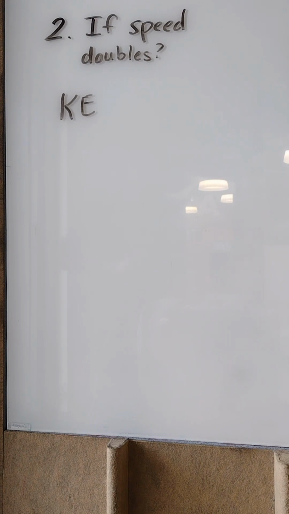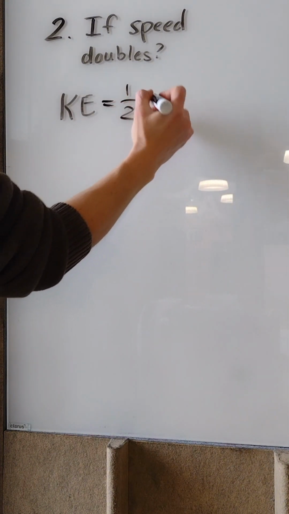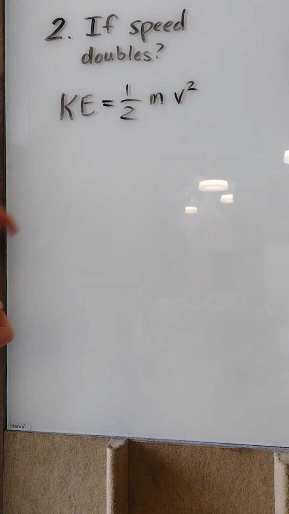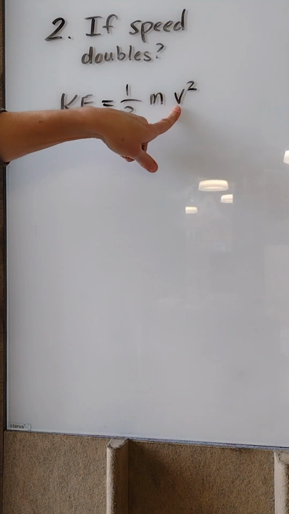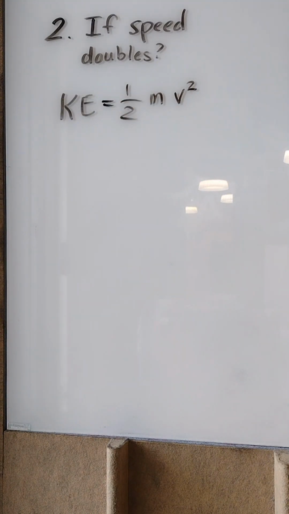Okay, you're going to have to think about the equation. What's the equation for kinetic energy? So its kinetic energy equals 1/2 times the mass times the velocity squared. So if you're doubling the speed, you're doubling the velocity, and what happens? So your choices are the kinetic energy doubles, the kinetic energy stays the same, the kinetic energy is halved, or the kinetic energy quadruples. So what happens is the kinetic energy actually quadruples.